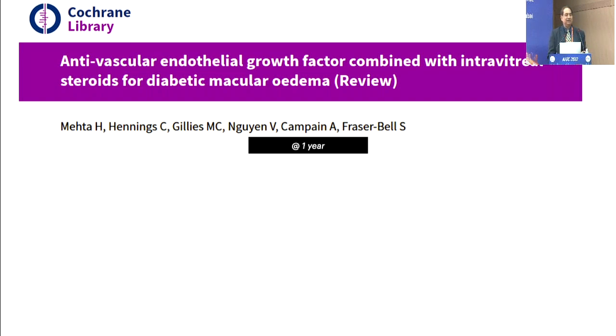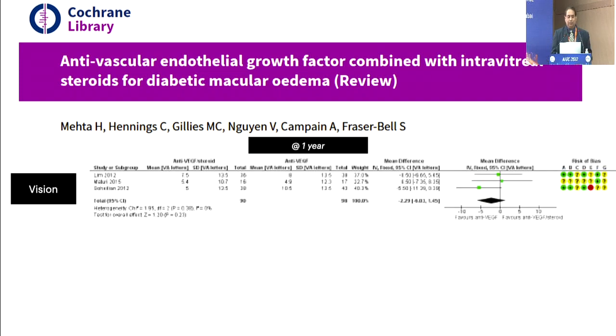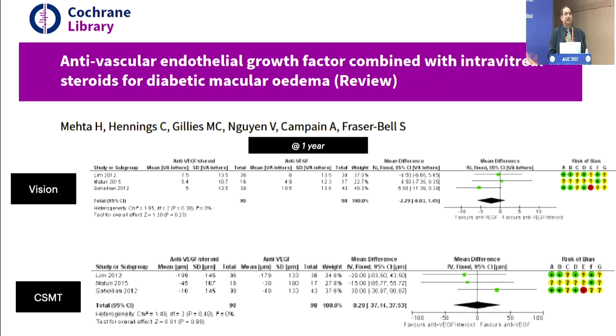There has been one meta-analysis which looked at the combination of steroid and anti-VEGF in DME and outcome at 1 year. These are called forest plots, and if this black diamond is towards the right side, it favors anti-VEGF plus steroid. If it's on the left side, it favors anti-VEGF. But if it crosses the line, that means both are the same. So if you look at visual outcomes, you see that there is no difference if you give anti-VEGF or anti-VEGF plus steroids. Even if you look at the central subfield macular thickness, there is no difference. This is at 1 year.